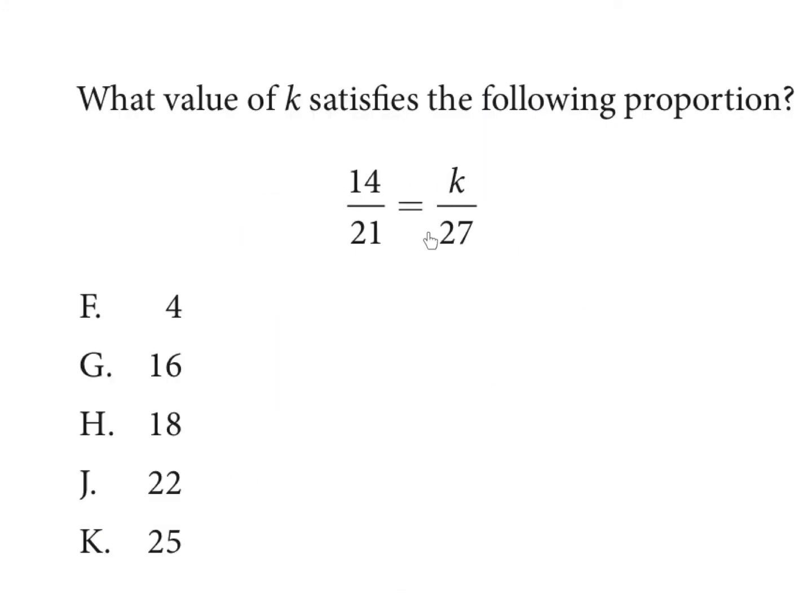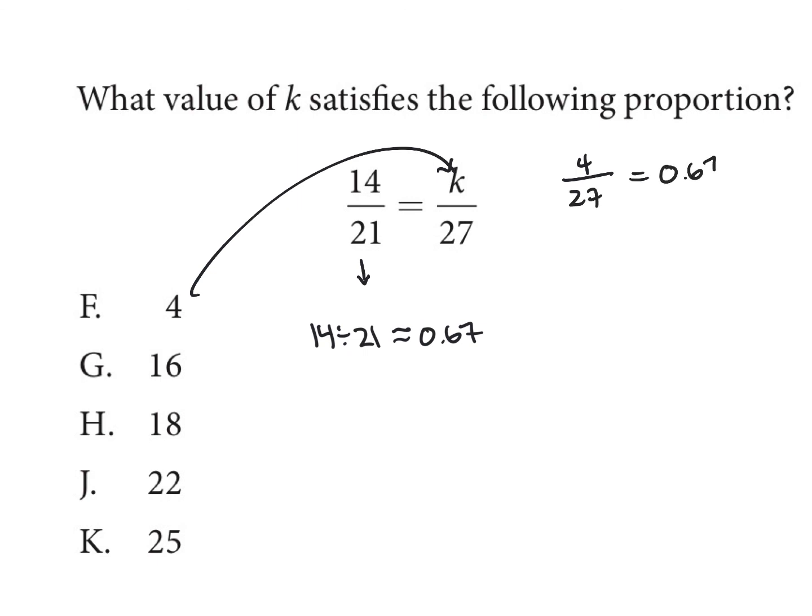This is a classic proportion problem, and there's so many different ways that you could do this. One of the ways, since you have a calculator available, is you could just divide out, and you could say 14 divided by 21, and you would get that that is about 0.67. It's 0.6 repeating, but same idea. And you could just plug in each of these numbers and say 4 divided by 27, is that equal to 0.67? Nope, it's not. You could just keep plugging things in. That is one option that is available to you.